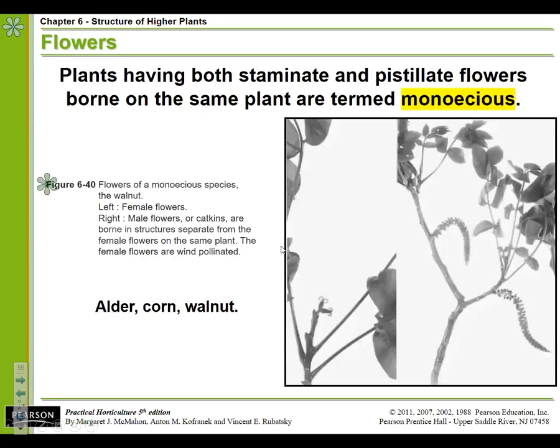Monoecious plants have both staminate and pistillate flowers on the same plant. So over here we have a walnut flower, and on the left there are the female flowers, and on the right we've got the male flowers.